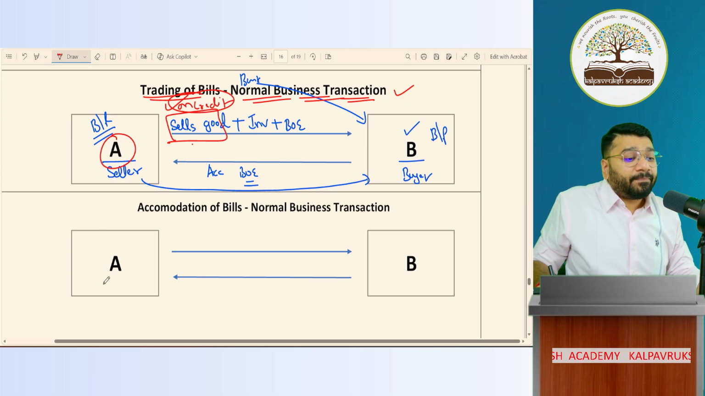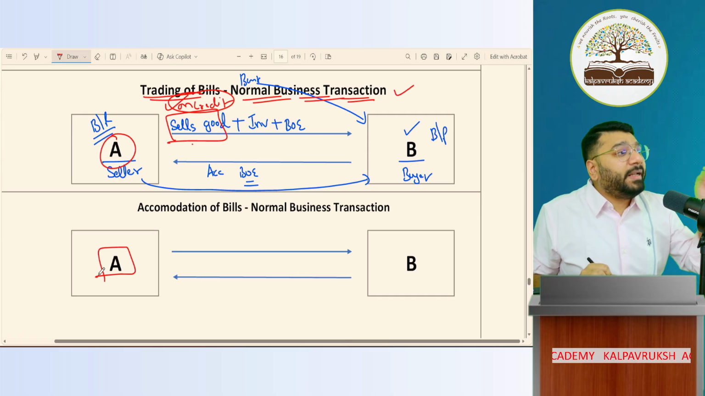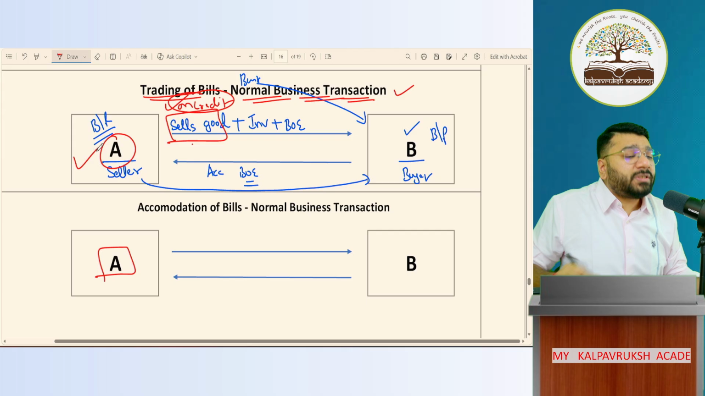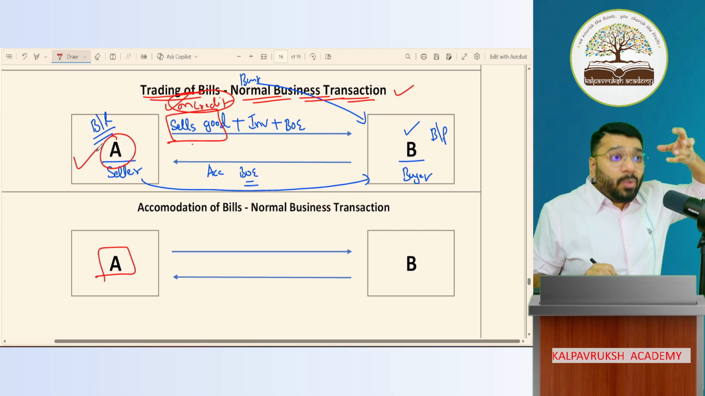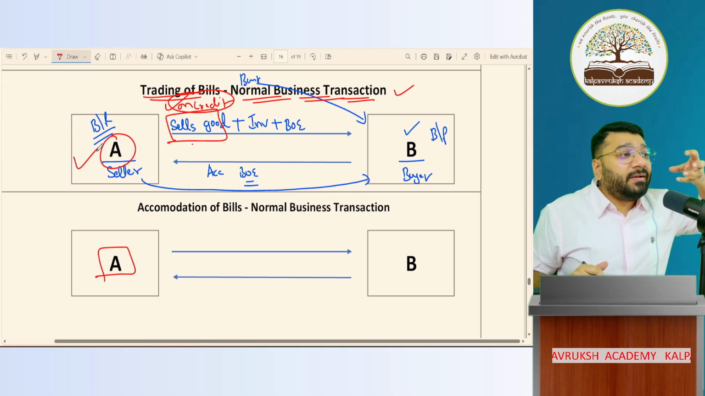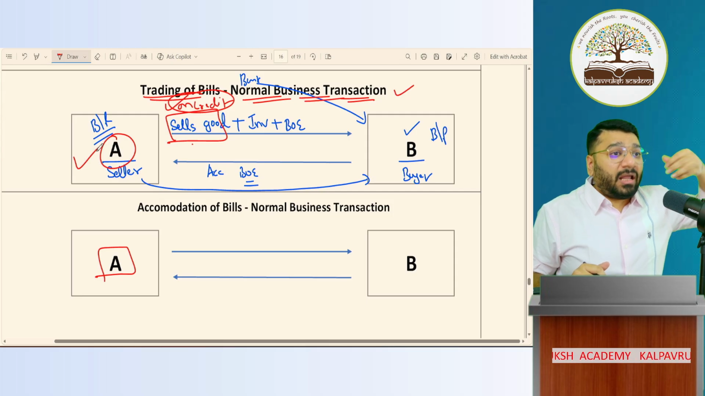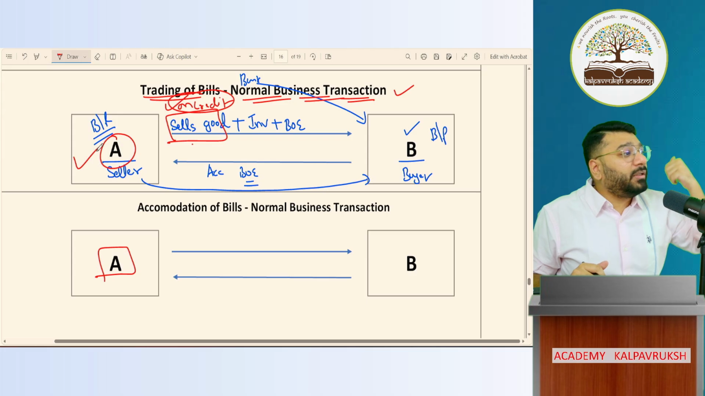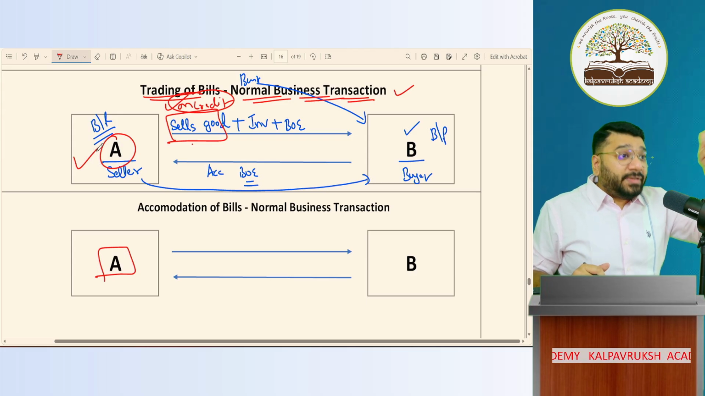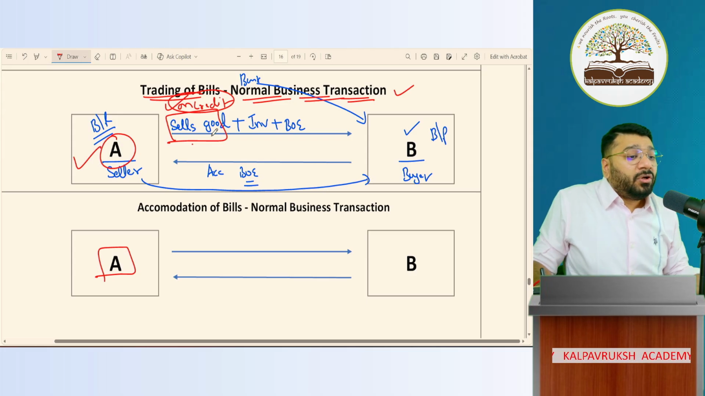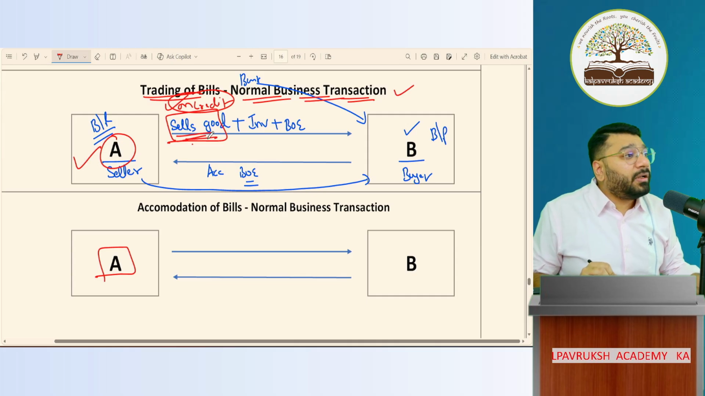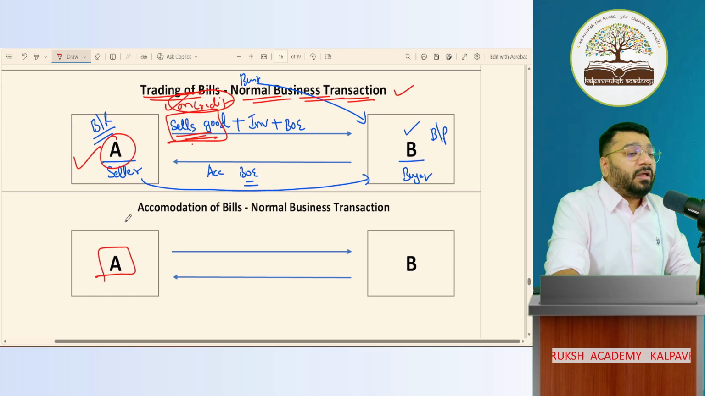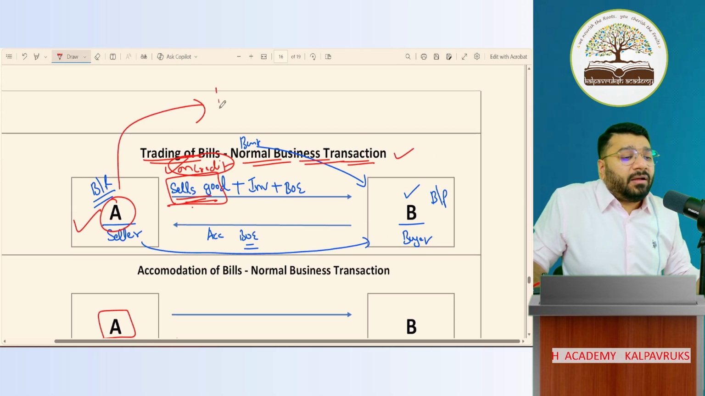Now, the same A is in need of money. In the previous case, A was in need of money. So what did he do? The bill he had, he discounted with the bank. He transferred that bill of exchange to the bank, and from there he got the money. But this bill came to him because of what? Goods sold on credit. Got it, not got it? Now, when A went to the banker for bill discounting, what did he transfer?